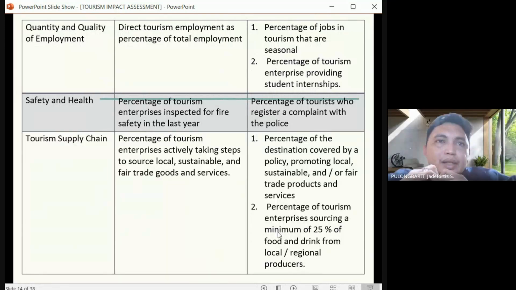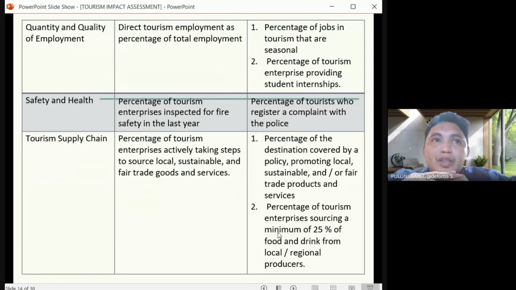For safety and health, percentage of tourism enterprises inspected for fire safety in the last year. Next one, percentage of tourists who register a complaint with the police. So the first thing they check, the core indicator for safety and health, is the inspection for fire safety in the last year. How about the percentage? Or optional, the percentage of tourists who register a complaint with the police. The total number of persons who complained, based on their experience.